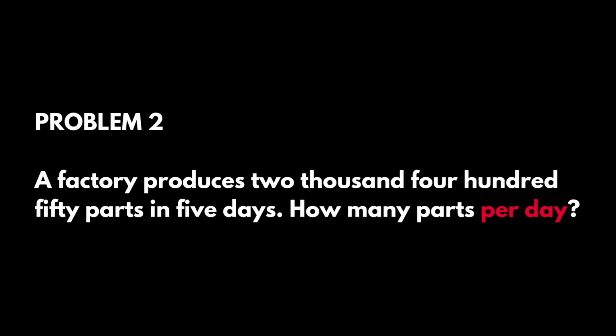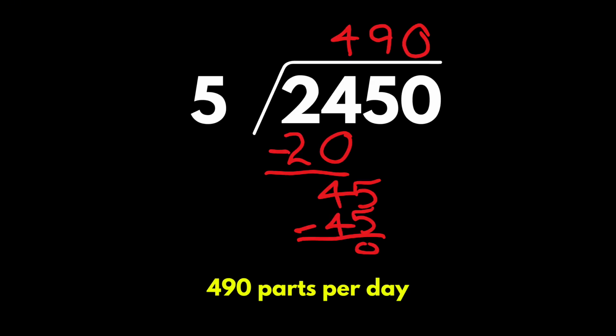Problem 2. A factory produces 2,450 parts in 5 days. How many parts per day? Per day tells us we are finding a rate, a daily amount from a total. 2,450 divided by 5 gives us 490 parts per day.